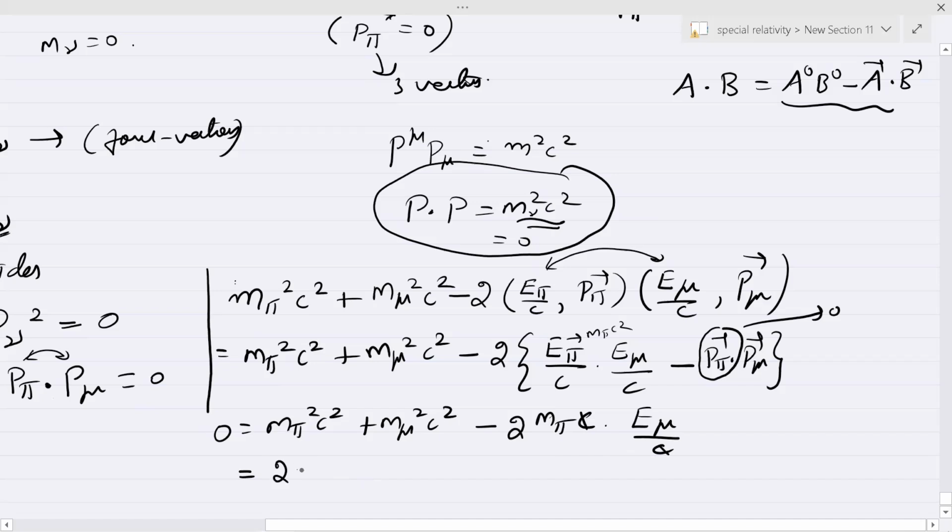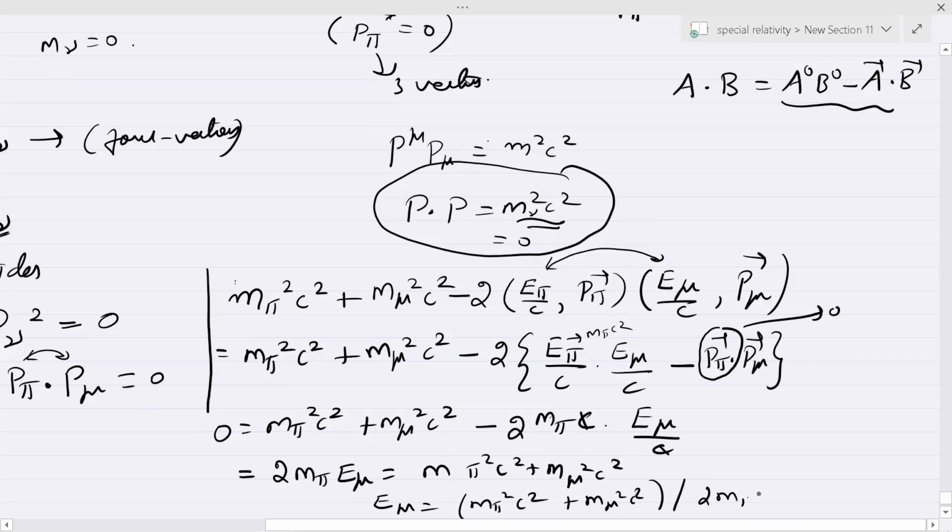I'll say 2 m pi E mu is equal to m pi square c square plus m mu square c square. Or E mu is equal to (m pi square c square plus m mu square c square) divided by 2 m pi. So this is the same result that we obtained in the previous problem, right? Earlier we used energy conservation and momentum conservation separately. Here we used the 4 momentum conservation and squared on both sides.